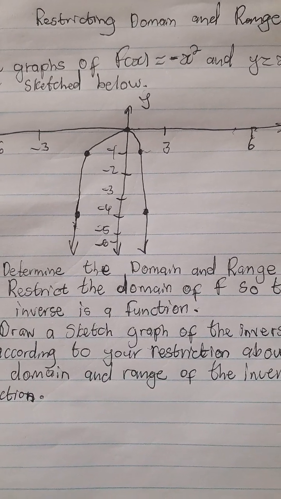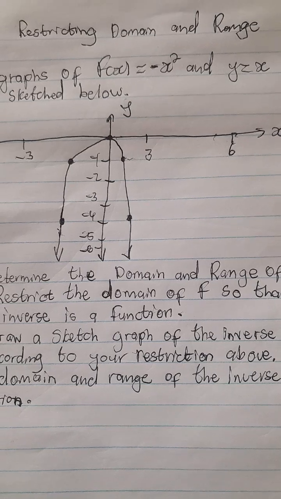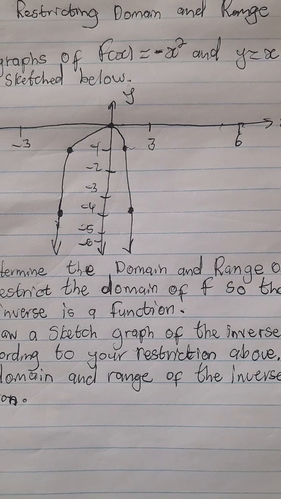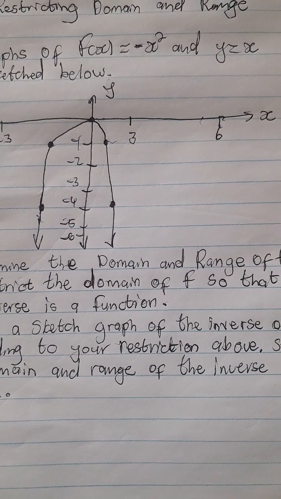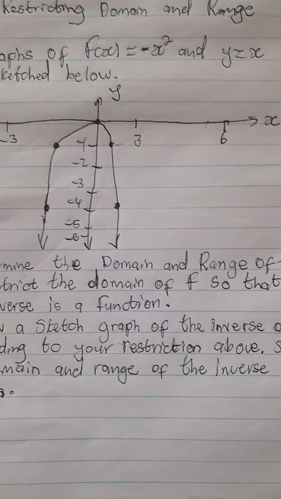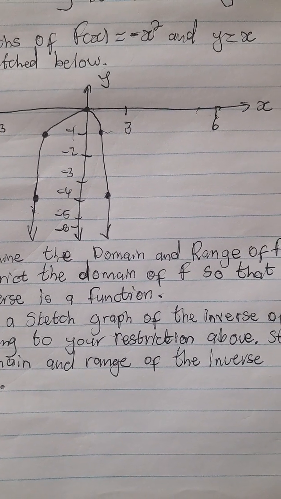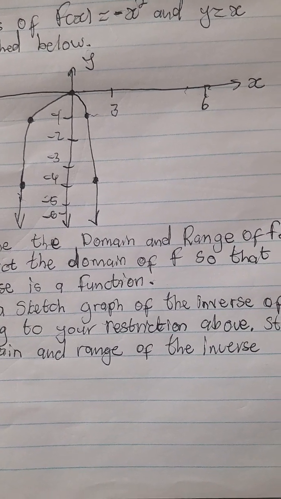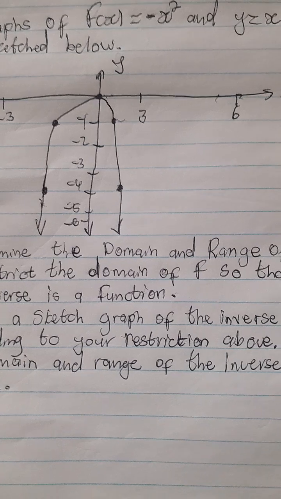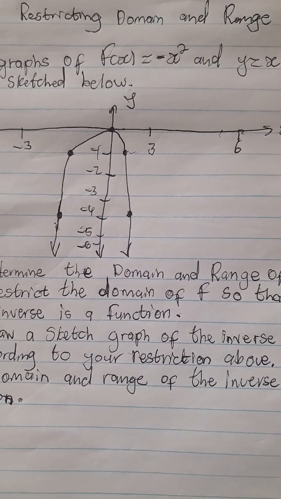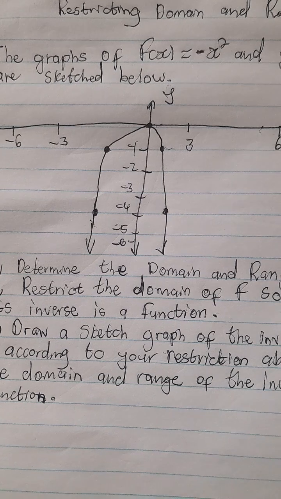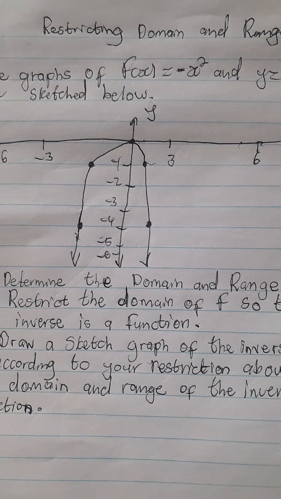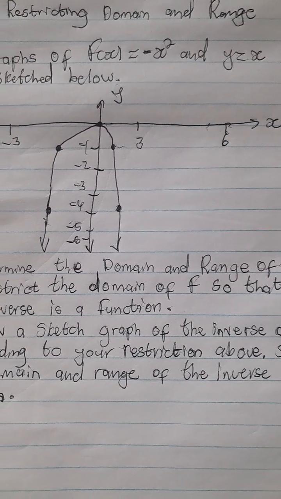We are going to interpret the graph of a parabola. We are going to restrict it to be a one-to-one function. Remember we said that we restrict the domain and the range when we want to make it a one-to-one function. Then you use the vertical line test to test whether it's one-to-one. We are given the graph of f of x, which is a parabola, negative x squared, and we are told there's a graph y equals x.